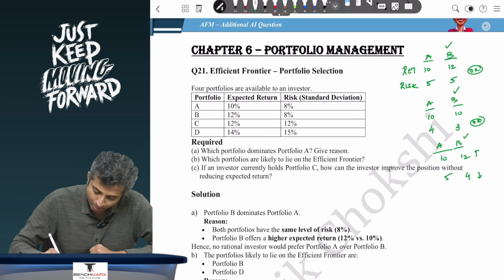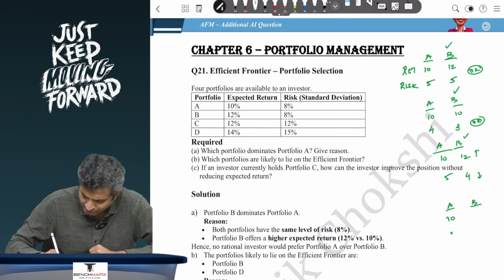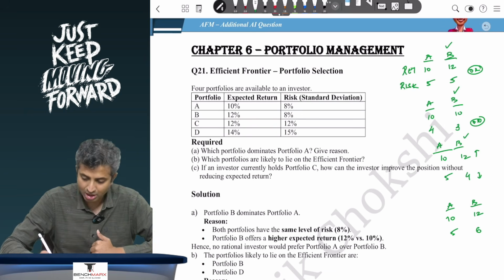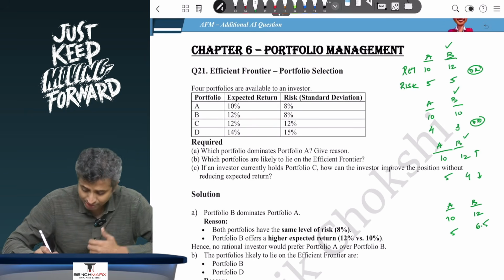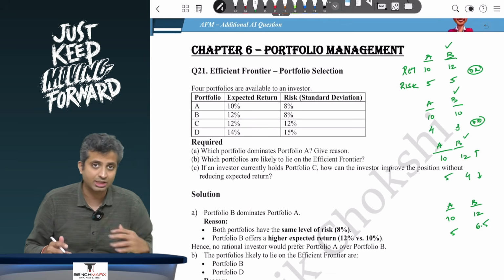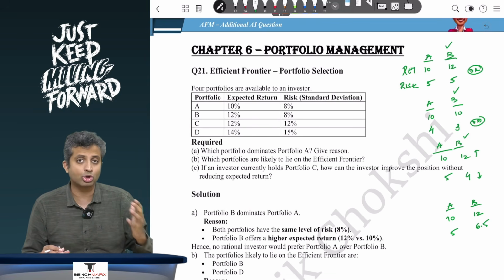When does it not dominate? Well, it does not dominate when between A and B, A has a 10% return at a 5% risk, B has a 12% return at, let's say, a 6% risk, for example, or a 6.5% risk. Now, I cannot say that B dominates A. Yes, it has a higher return, but it also has a higher risk.